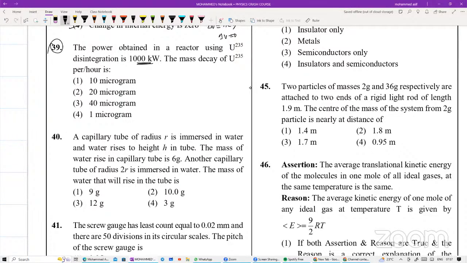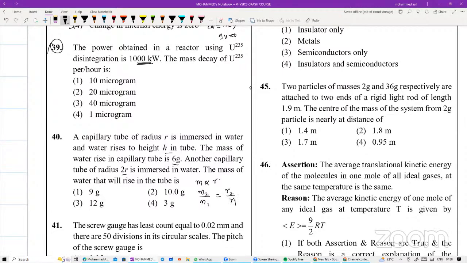A capillary tube of radius r is immersed in water and water rises to a height h in the tube. The mass of the water raised in the capillary tube is 6 grams. Another capillary tube of radius 2r is immersed in water. The mass of the water that will rise in the tube will be equal to how much? I already told you n number of times. In the capillary tube, mass is directly proportional to the radius. So right now m2 divided by m1 will be equal to r2 divided by r1.